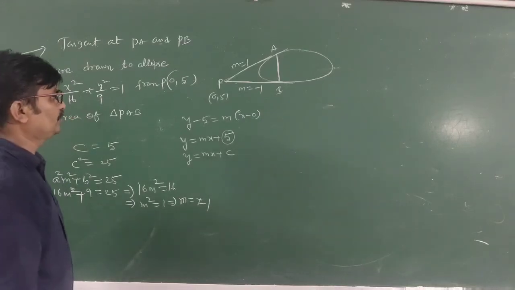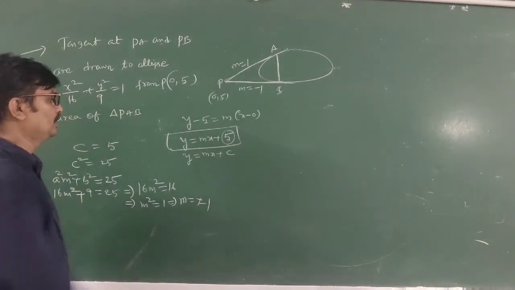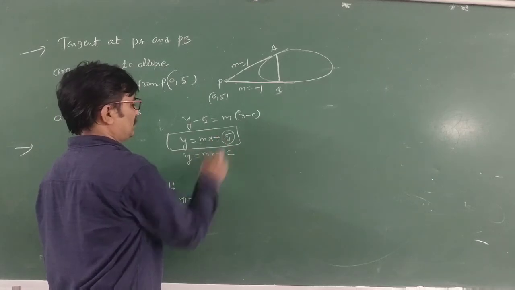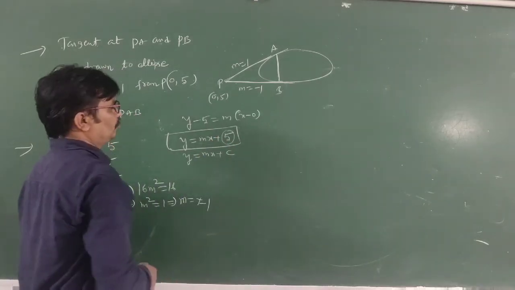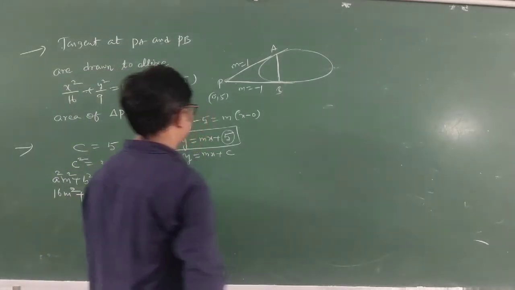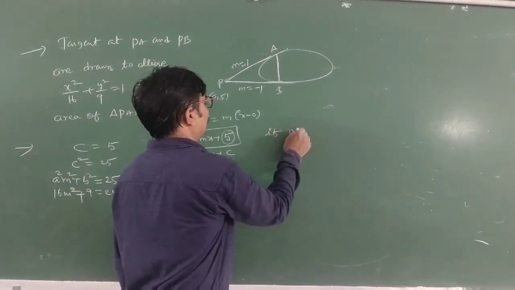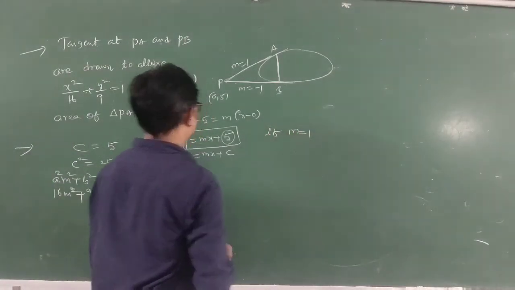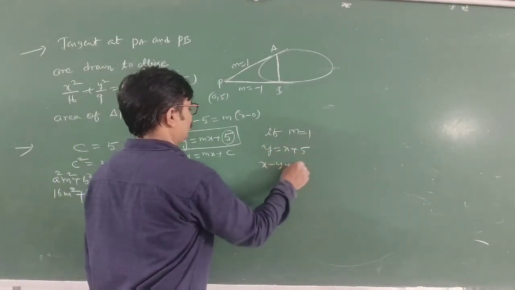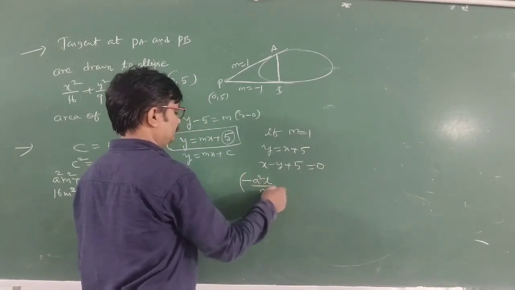My dear students, what do we observe here? We got y equals plus or minus x plus 5. For the point of contact, how do we write it? Minus a square l by n, minus b square m by n. So if m equals 1, that is y equals x plus 5, which is x minus y plus 5 equals 0.